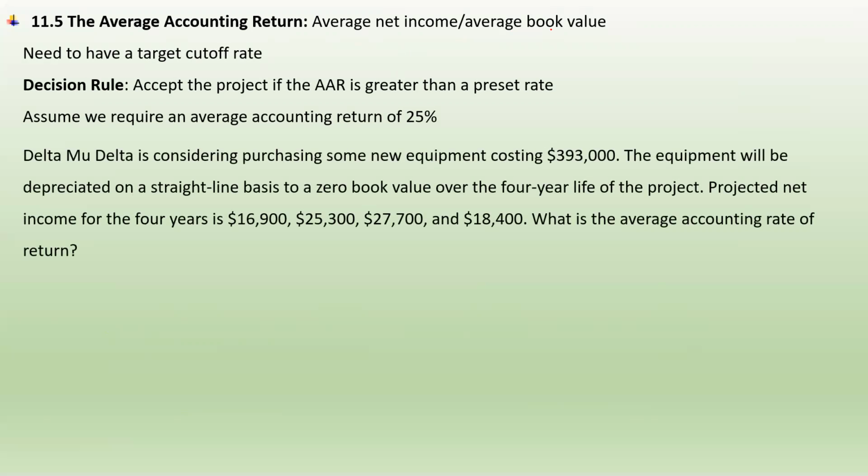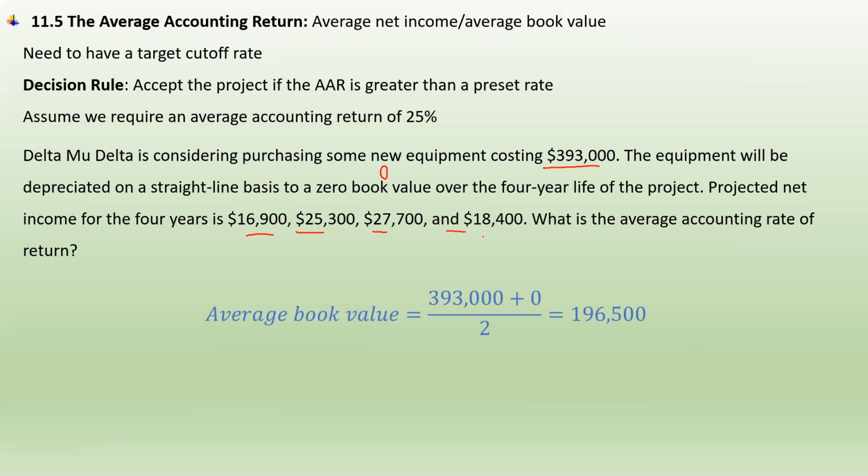So this company is considering purchasing some new equipment costing this amount of money. The equipment will be depreciated on a straight line basis to a zero book value over the 4-year life of the project. Projected net income for the 4 years, this is a net income. And then what's the average accounting rate of return?